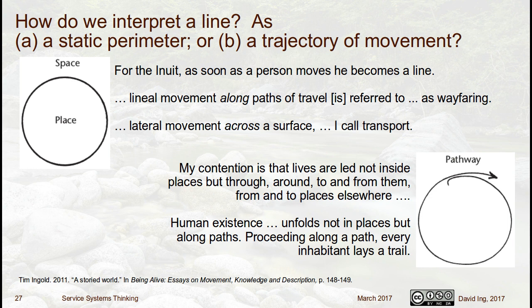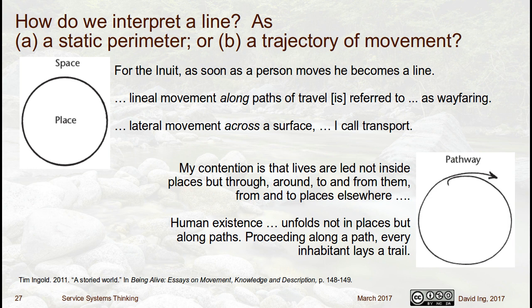But one of the things he talks about is, in the Inuit language and culture, what's the difference between a point and a line? A point is something that is standing still. A line is something that moves. If it moves, it's alive. If it's a point, it's dead.